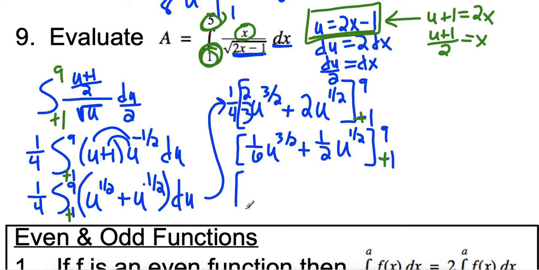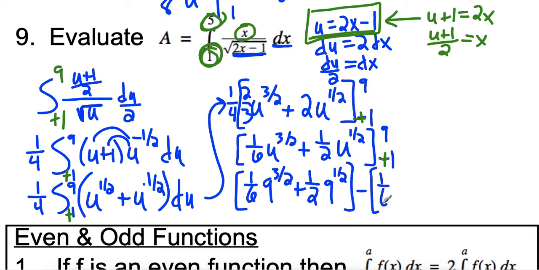Okay, so first we're going to plug in 9. So 1/6, 9 to the 3/2 plus 1/2, 9 to the 1/2 minus 1/6, 1 to the 3/2 plus 1/2, 1 to the 1/2. Okay, let's start working through this.